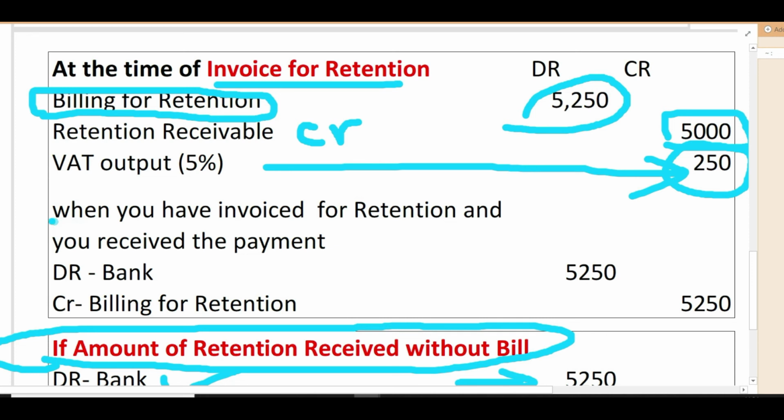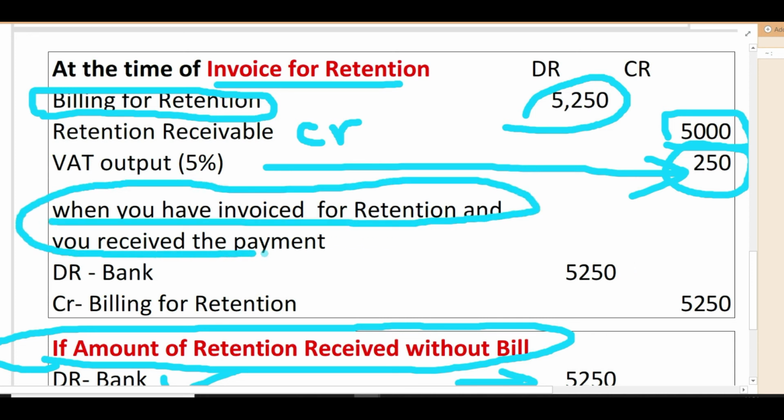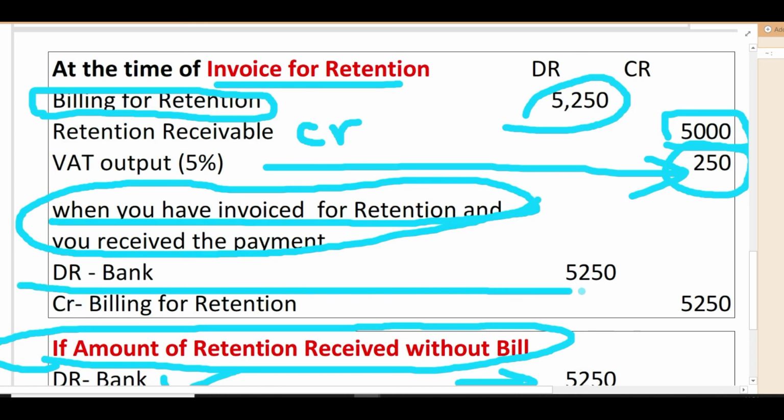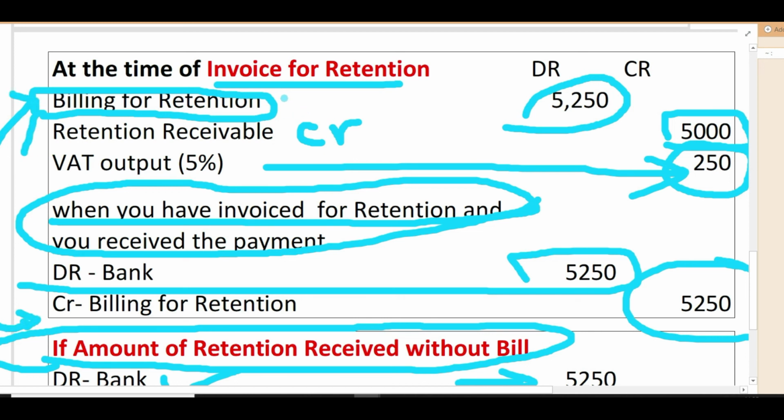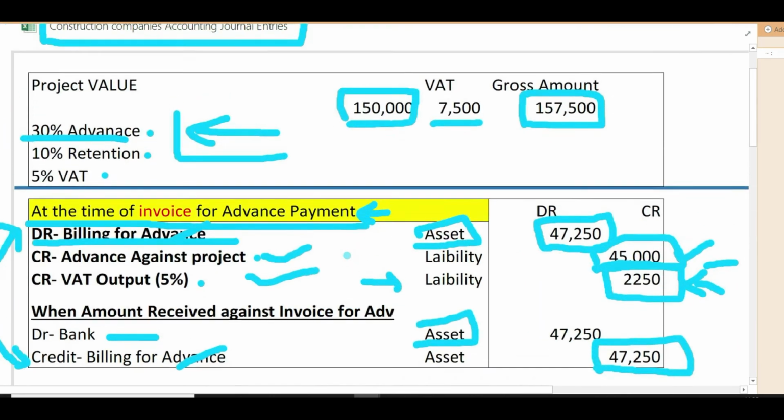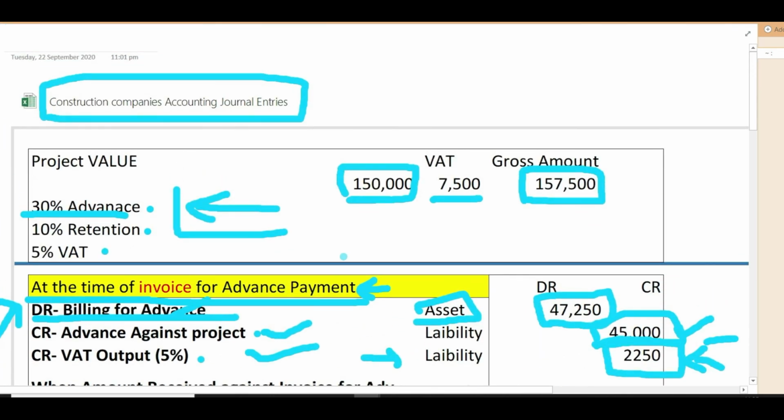Okay, now when you receive the amount for retention against the billed amount, against the invoice that you have already made, you will debit your bank account with 5,250 and credit your billing for retention account with the 5,250 amount. So this billing account, as I told you, is a kind of intermediary account. This will be cancelled with this one. All right, so these were the journal entries for the construction contracts.